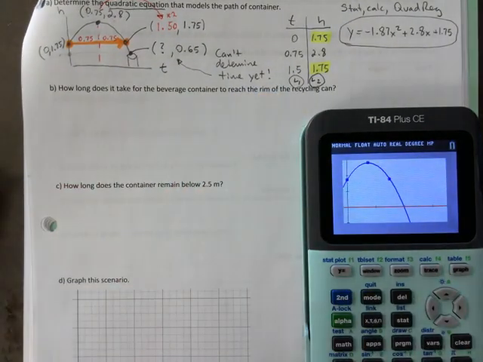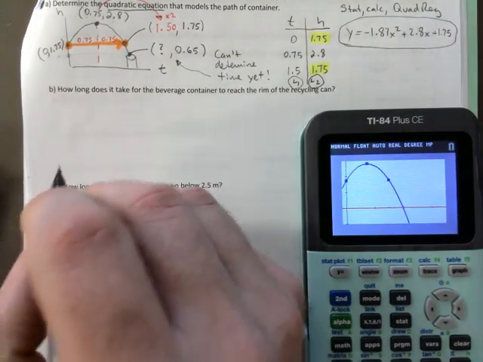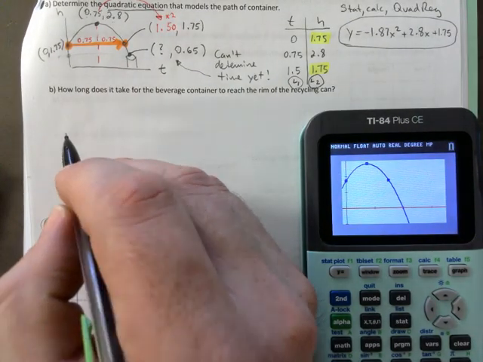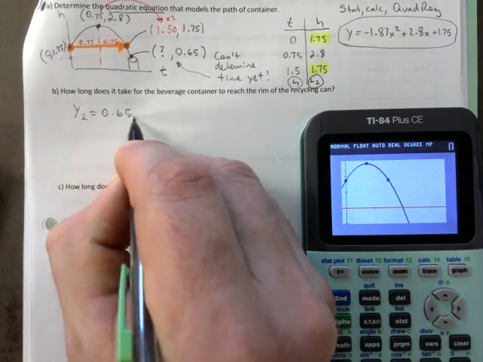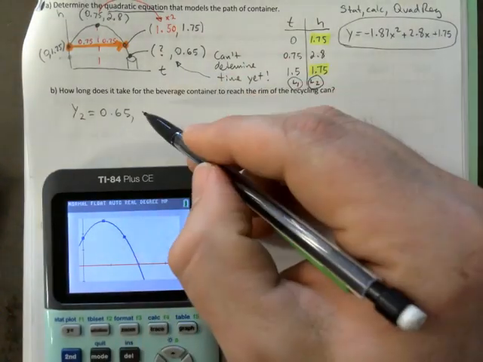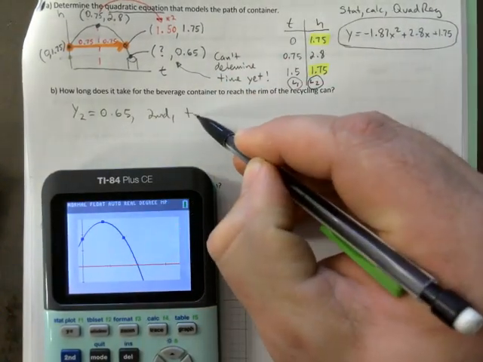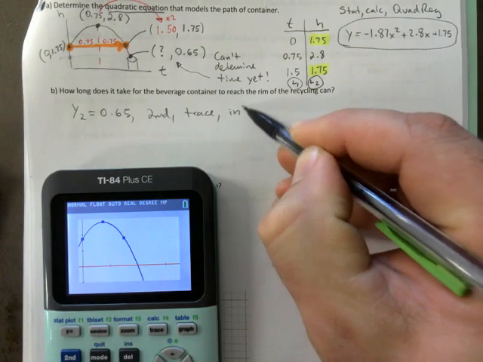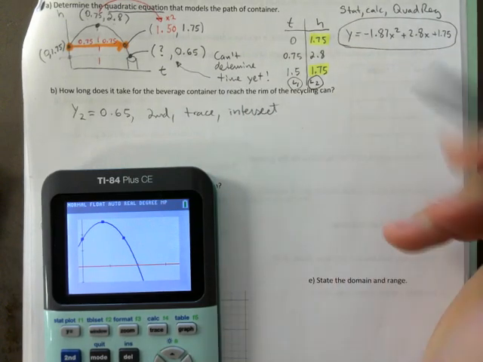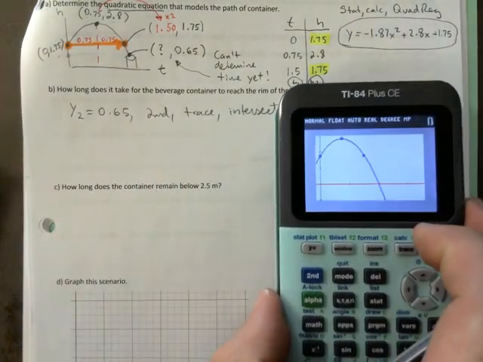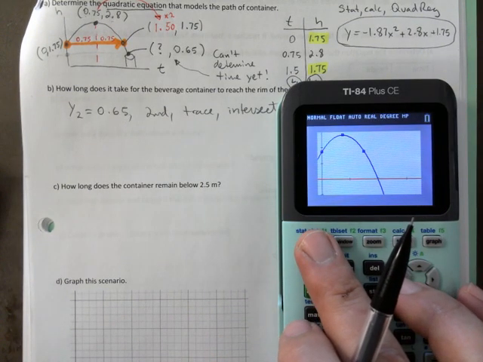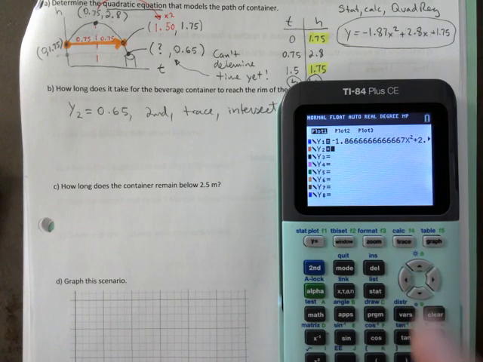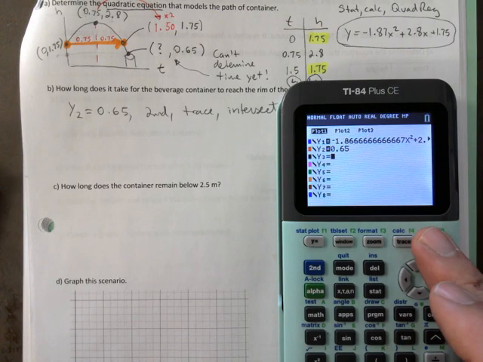So how are we going to answer this? We know the y value. We want to know the x value. Okay? y2 is equal to 0.65. Then we're going to go second, trace, intersect. I find the intersection of that. So I'm going to go y equals. I'm going to go to the y2 and change that to 0.65. Hit graph.